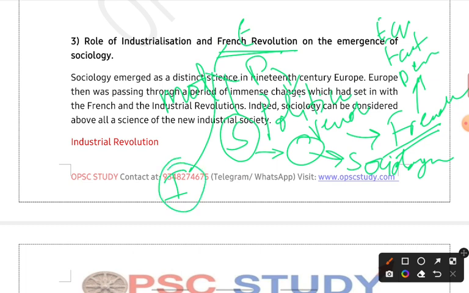Then intellectual revolution happened. What happened in this? Now whatever the intellectuals were coming up with, they were trying to build a theory based on evidence and reasons.